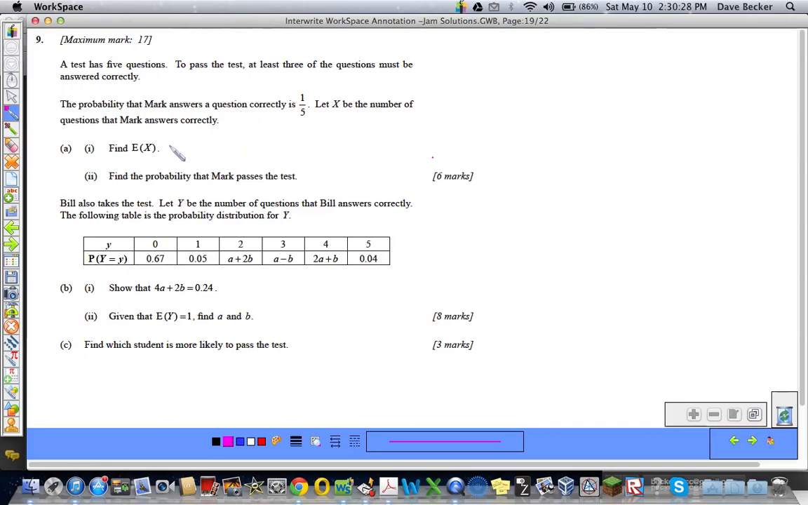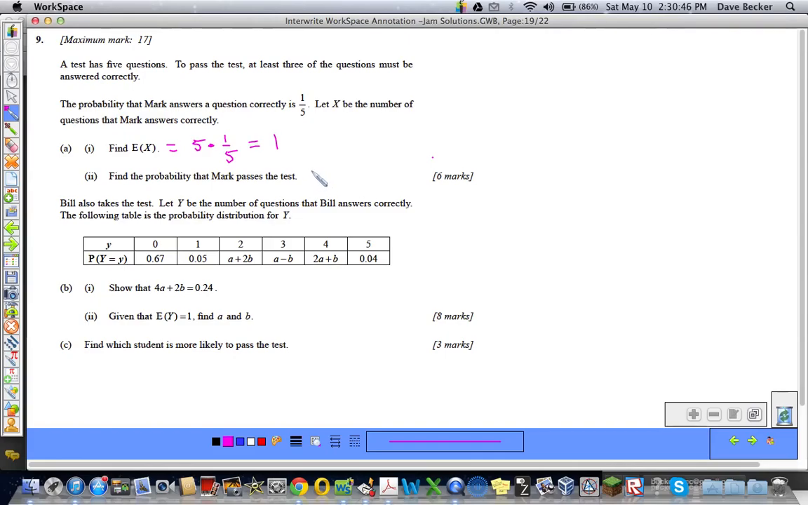Expected value of x, well, that would be 5 questions times 1/5. That's very simple, very easy. So we expect him to answer 1 question correctly. Find the probability that Mark passes the test.